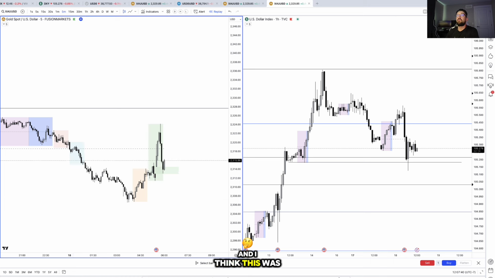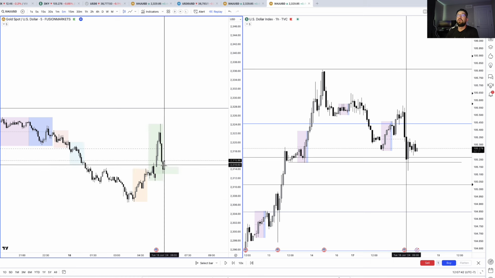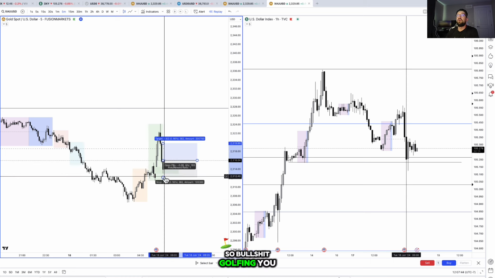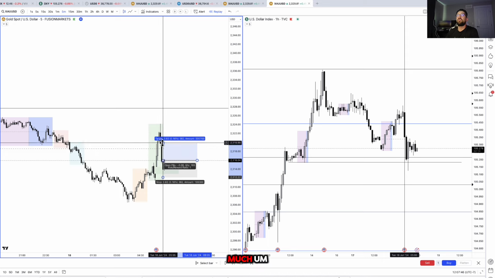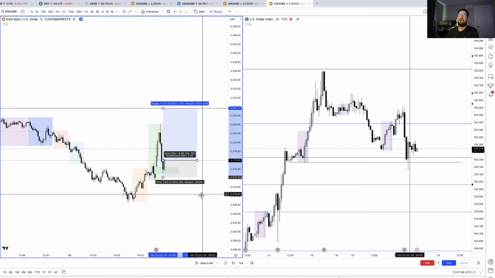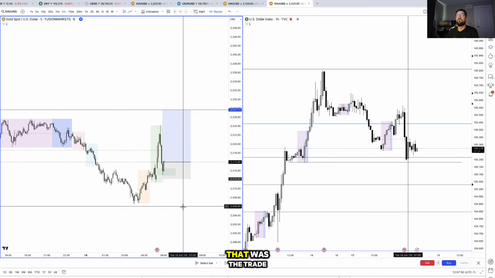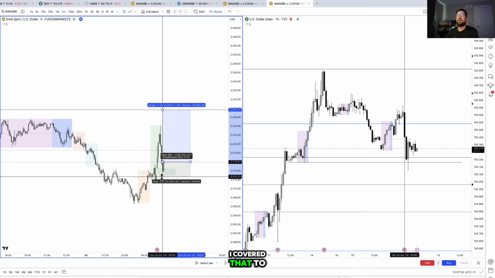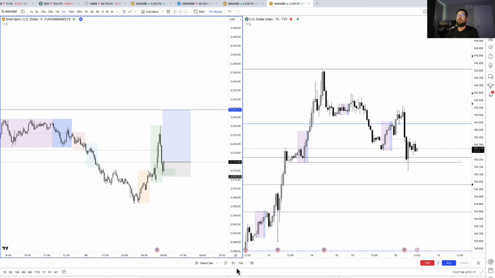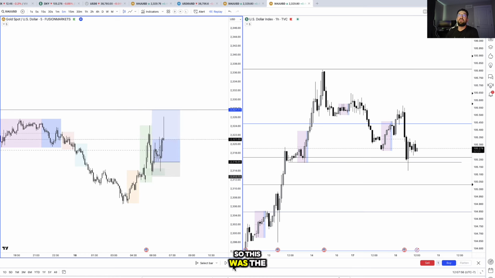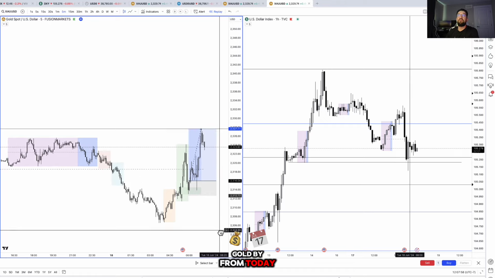And I think this was our entry. So, bullish engulfing, you don't need to cover much. That's it. That was the trade. I don't even think I covered that, to be honest. So, this was the gold buy from today.